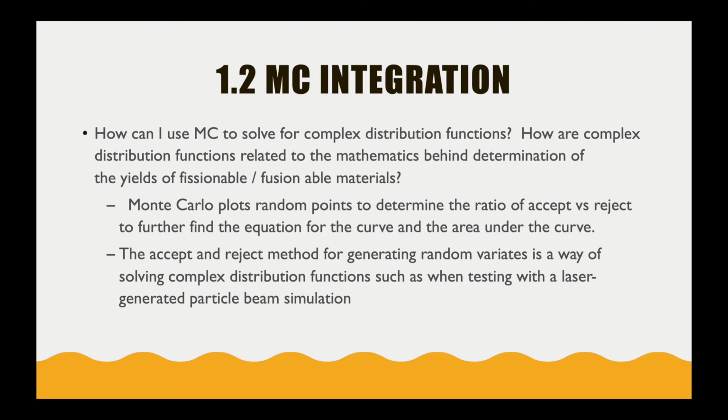It's to find the area under the curve. So the points that are under that curve would be accepted and the ones outside of it would be rejected. So the acceptance and rejection method for generating random variates is a way to solve more complex distribution functions, and that also can relate to a laser-generated particle beam simulation. Through that simulation, you would have a laser beam, and you don't know exactly where it's going to end up. So it's a randomization of where the laser beam is going to end.